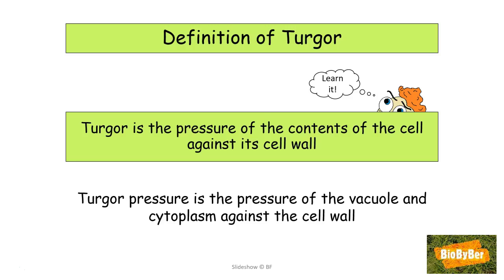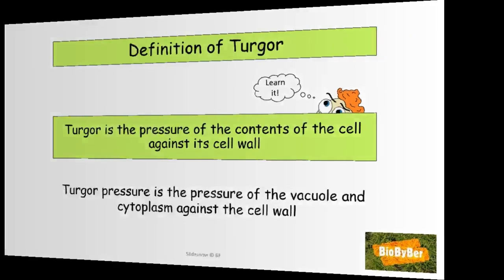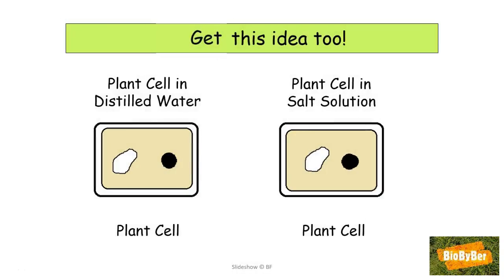In order to understand this idea a little better, let's revise what we have already learned. Let's get the idea in a plant cell. If you have a plant cell in distilled water, think about it again. What do we need to have here? We need to have a difference in water concentrations. The concentration of the water outside is pure water. It is 100%. You can't get any higher water concentration than that. So what will happen here?